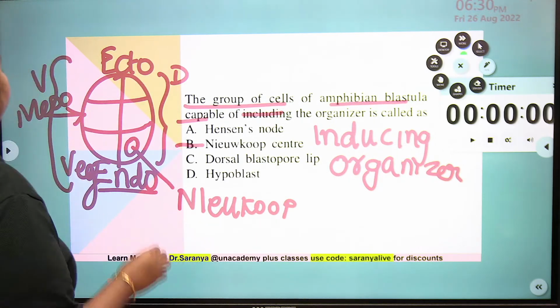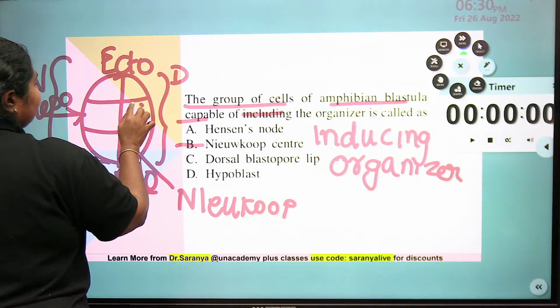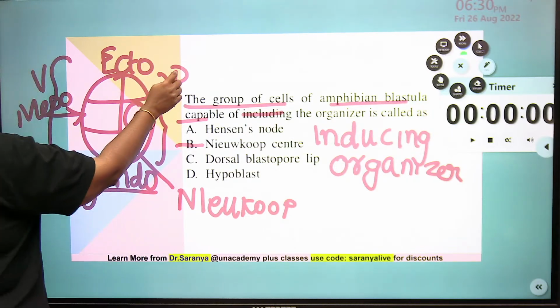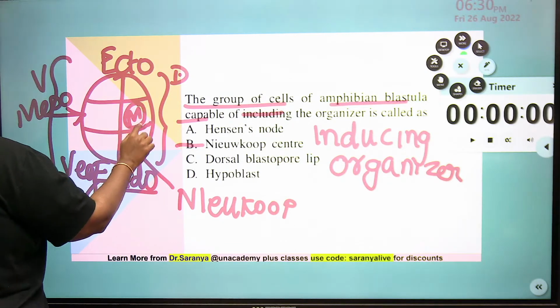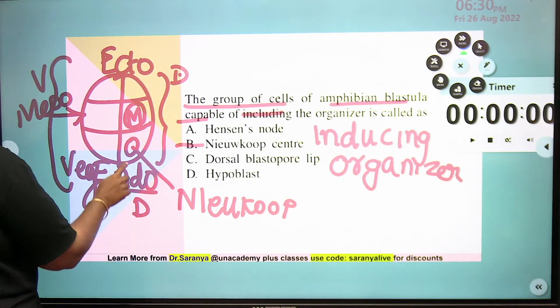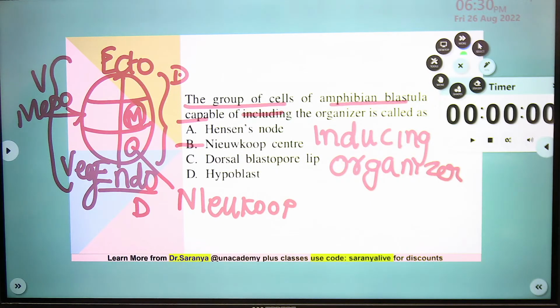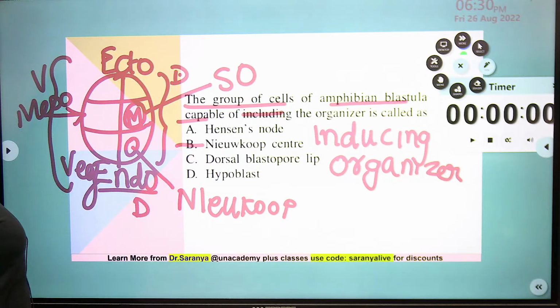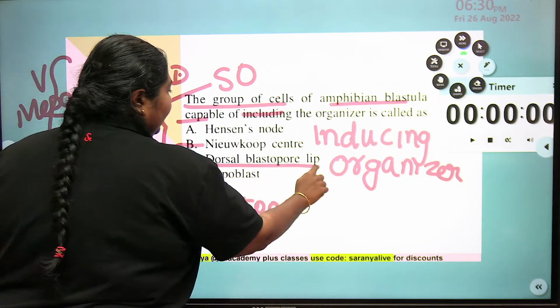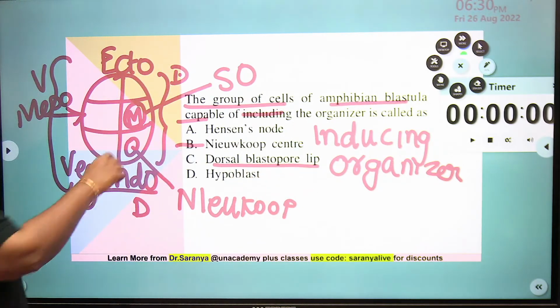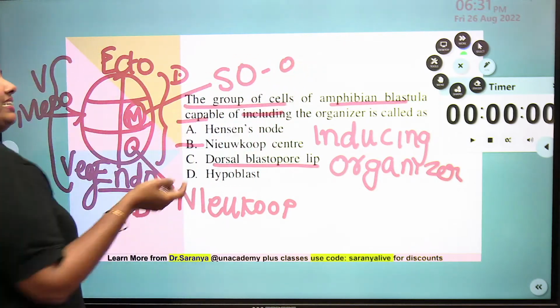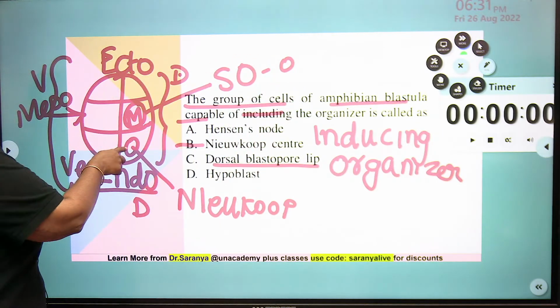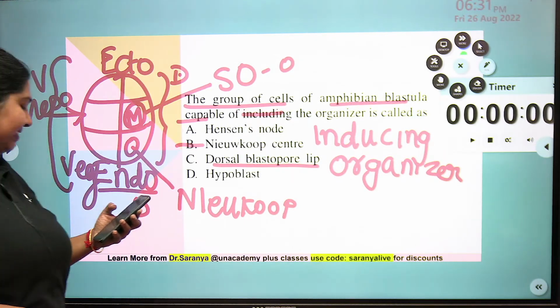It is present in the vegetal endoderm. What is this middle region? This is the dorsal mesoderm. This is the dorsal endoderm. So this dorsal mesoderm is only going to form your Spemann organizer. Got it? So the dorsal mesoderm is only forming the dorsal blastopore lip. Okay, but this is only the organizer. This organizer itself is induced by this endoderm.